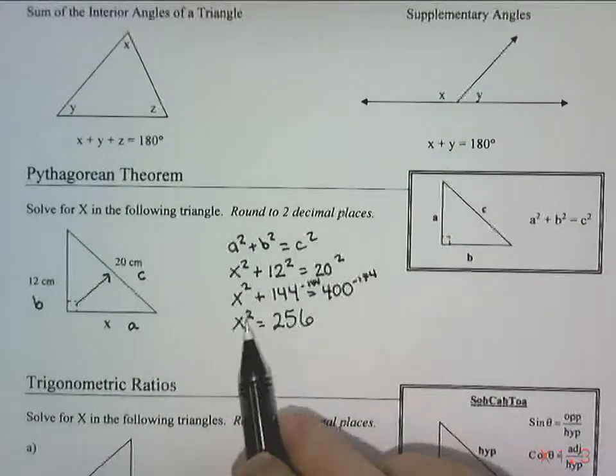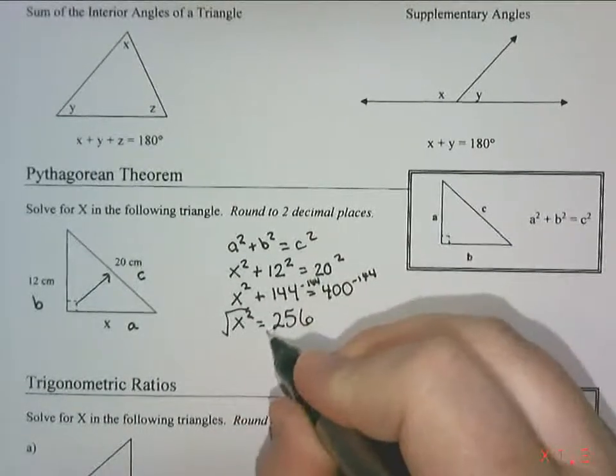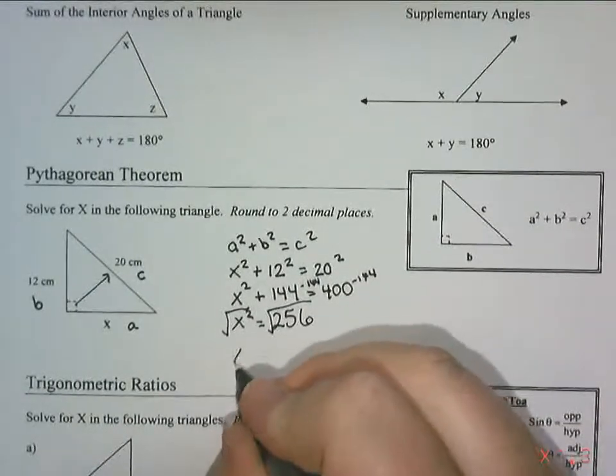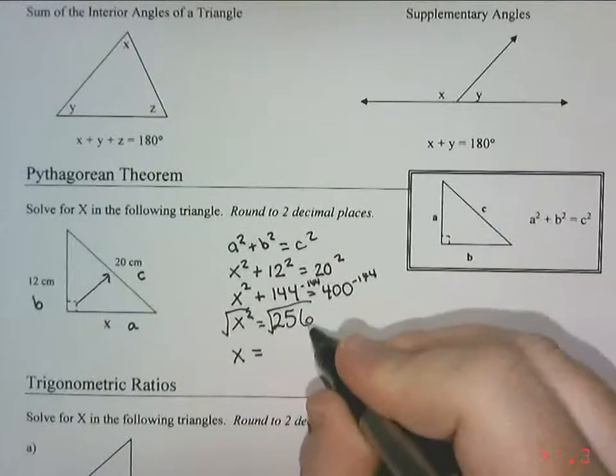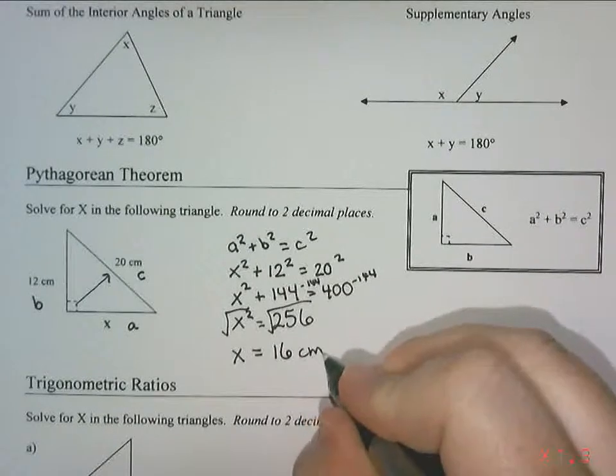And then to get rid of a square, the opposite operation is a square root. So we're going to take the square root of both sides, and I get that x equals, the square root of 256 is 16. So that's going to be 16 centimeters.